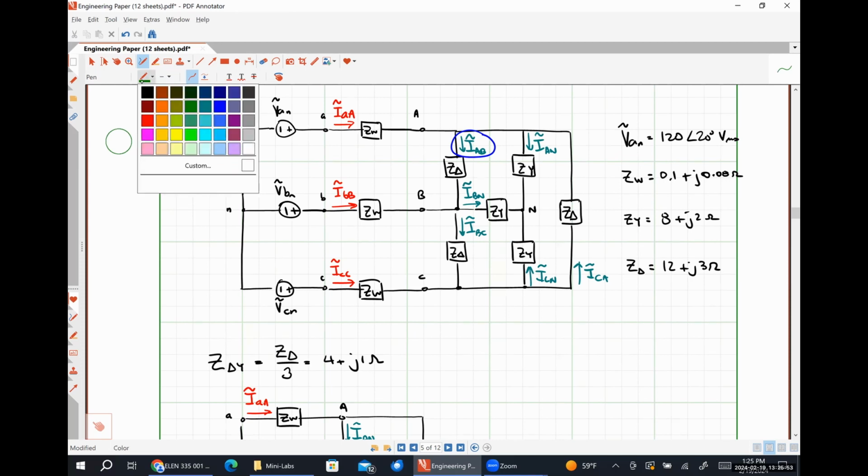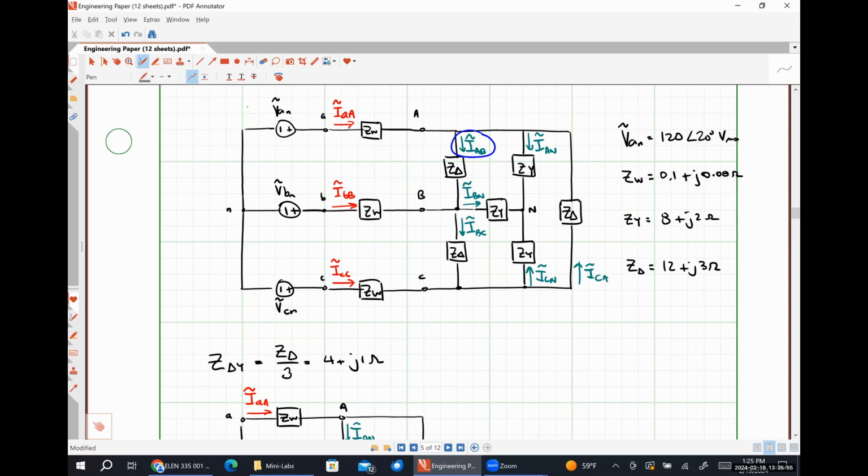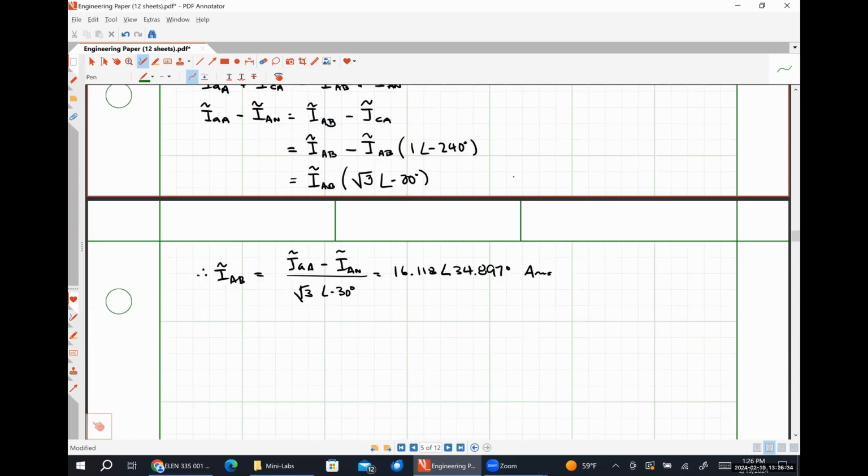Let me do this in this gray color. So we found the current IAN already. I believe that that gives us enough information to find this voltage VAN. And knowing this voltage VAN, we should then be able to just do a transformation to find this voltage VAB, and VAB divided by Z delta will give us the current IAB. So let's prove that we get the same answer.